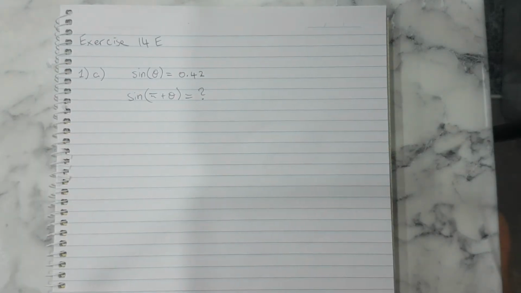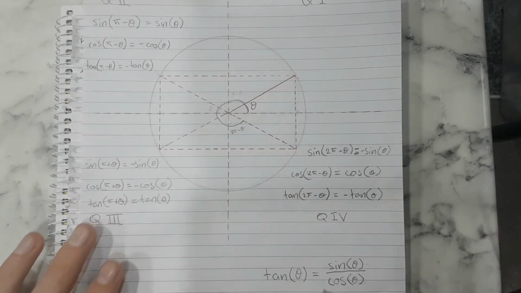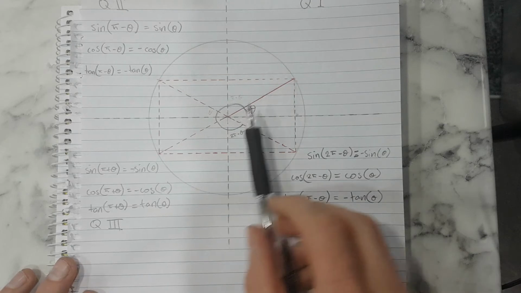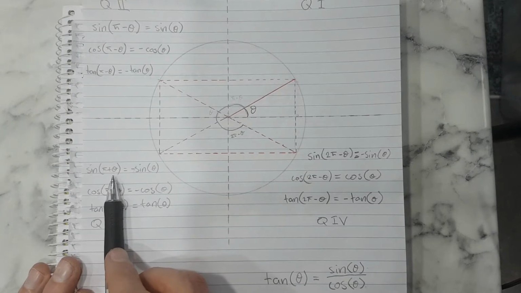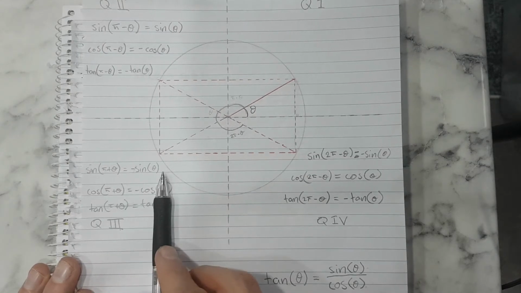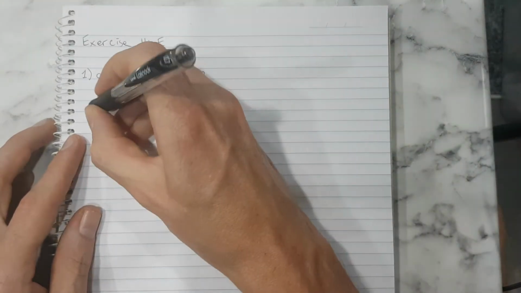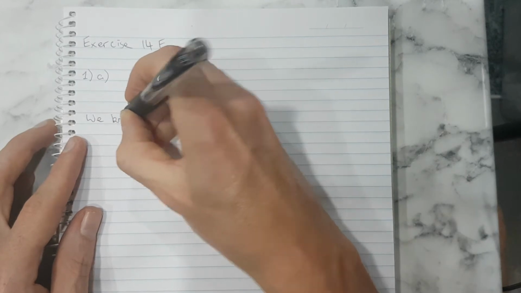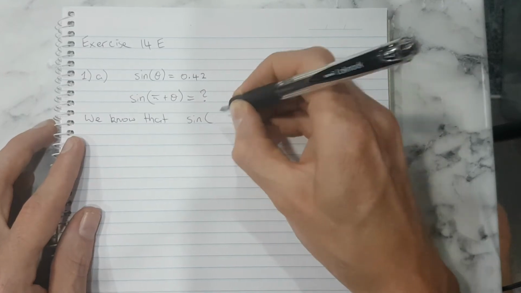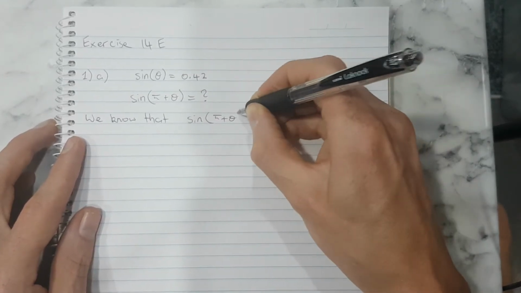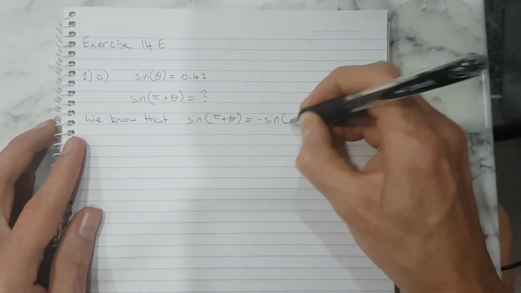But what we can do is go back to what we had before, and have a look at our relationships here and look for sine pi plus theta, which is here. And we know that sine pi plus theta is equal to minus sine theta. Right, so let's just write that down. So we know that sine pi plus theta is always equal to minus sine theta.